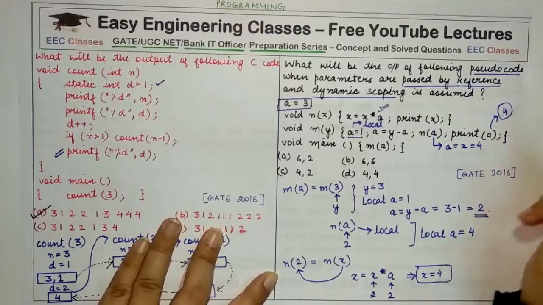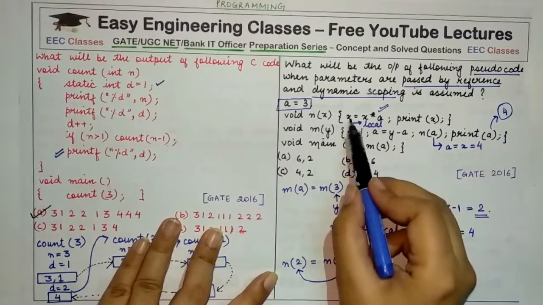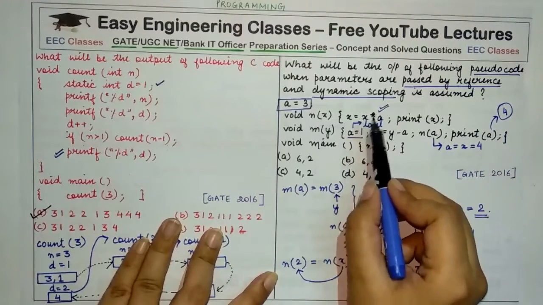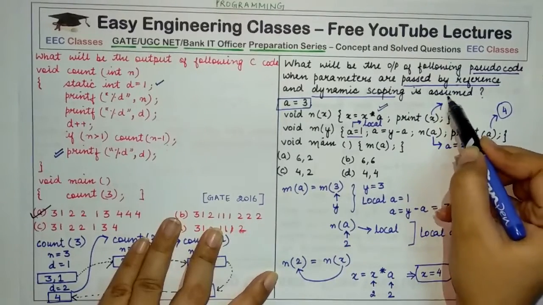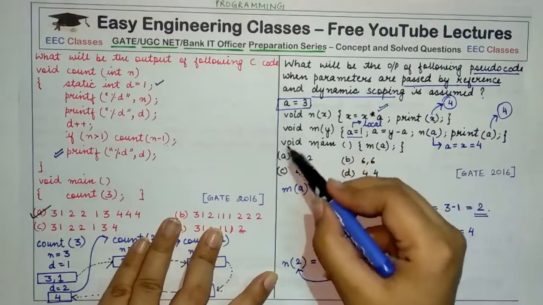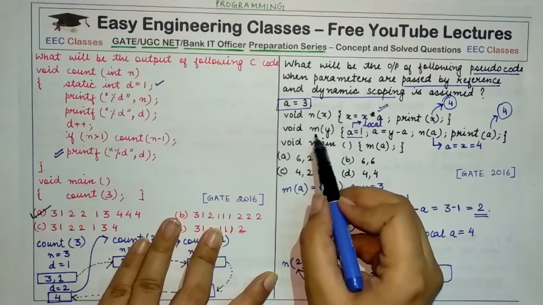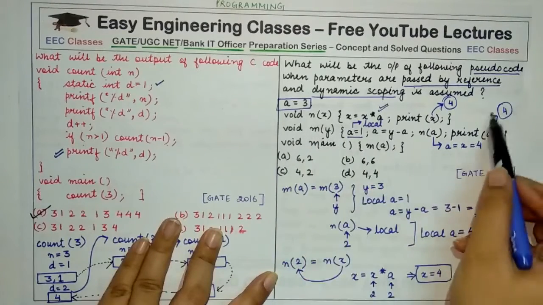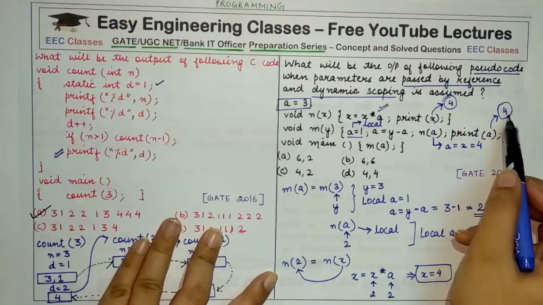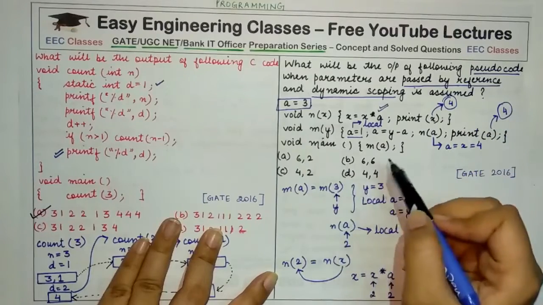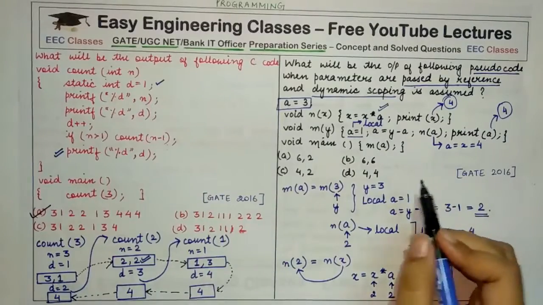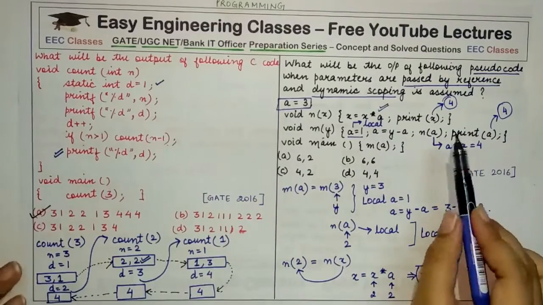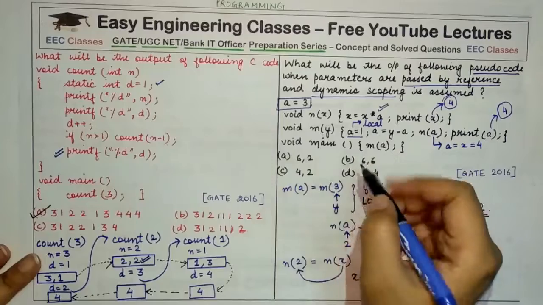But before doing all this, when x was assigned the value of x into a and we print x, here also 4 would be printed. Then the control would come back to the m function. Again the print statement would be executed, 4 would be printed, and then we would return back to the main function. So this was all about this question and dynamic scoping. So the correct answer is 4, 4.